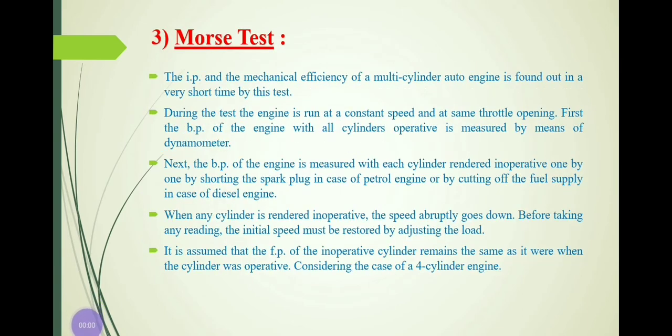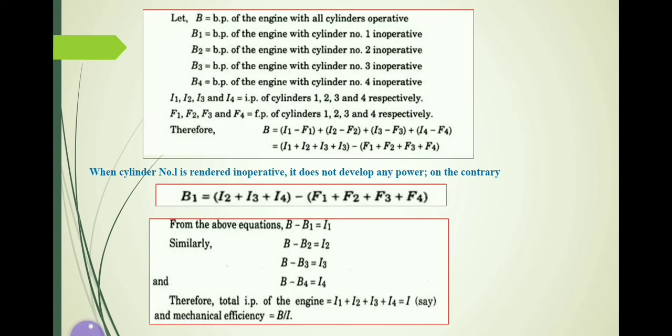Now we'll see the third method of measurement of friction power, that is the Morse test. In this Morse test, what we have to do, we'll discuss. This Morse test is mainly used for multiple cylinder engines. That means if the number of cylinders is more than 2, we can use the Morse test. Now what actually happens in the Morse test, we'll directly see in the calculation part.